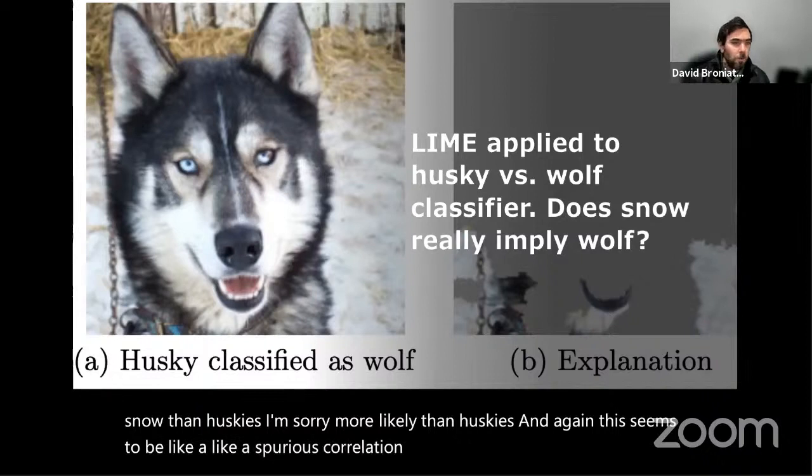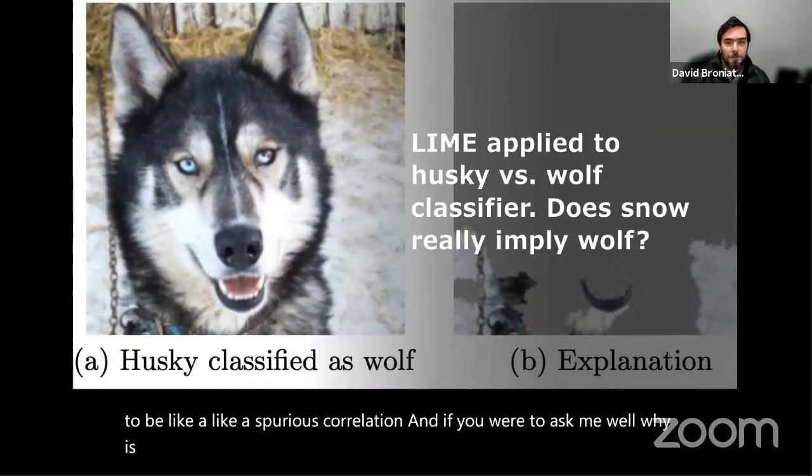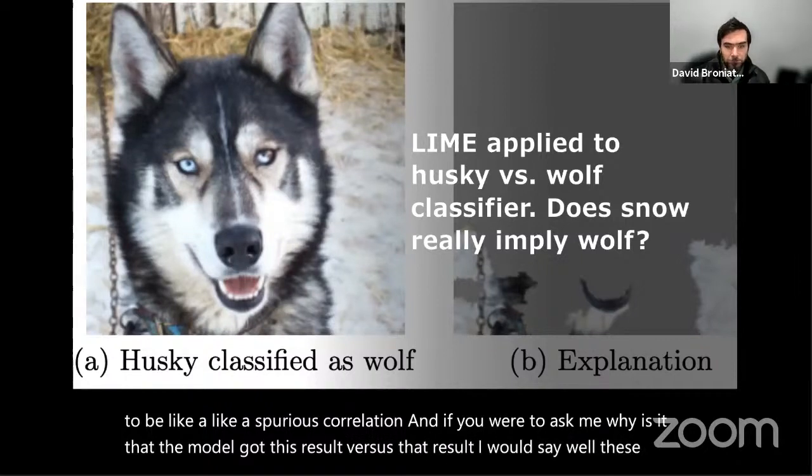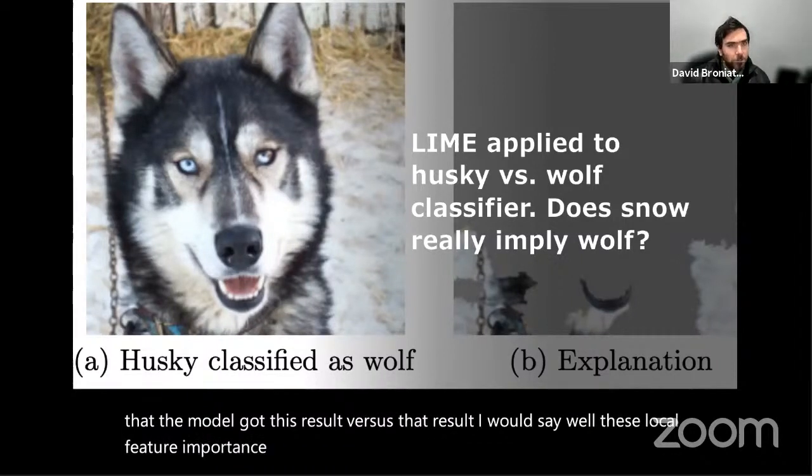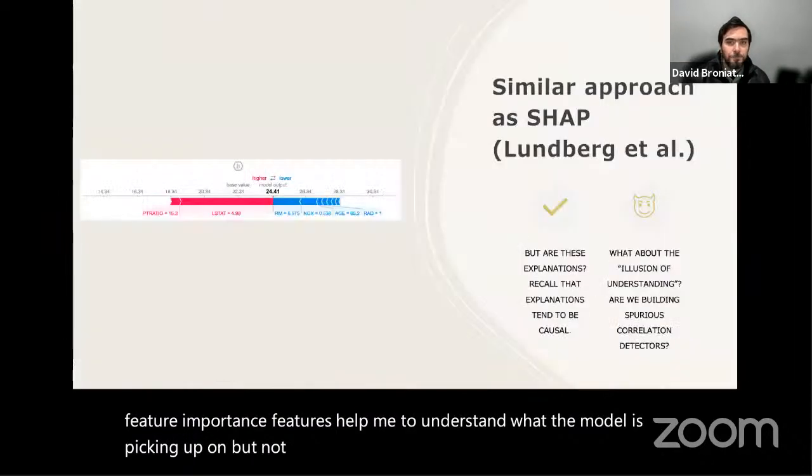And if you were to ask me, why is it that the model got this result versus that result? I would say, these local feature importance features help me to understand what the model is picking up on, but not necessarily why it did what it did.